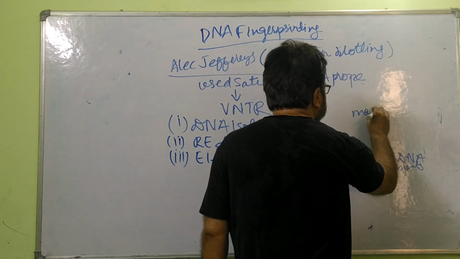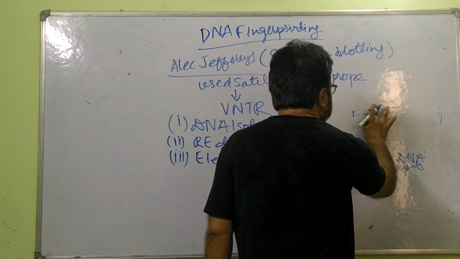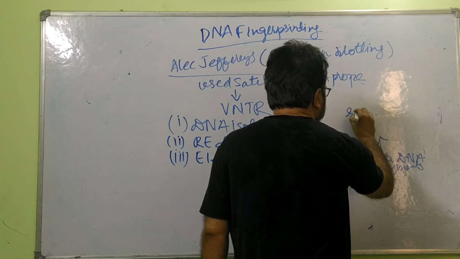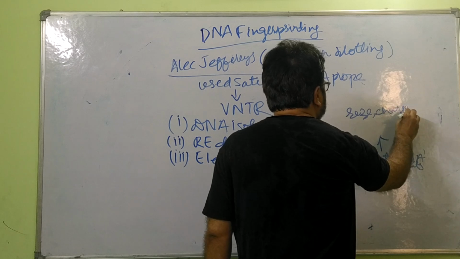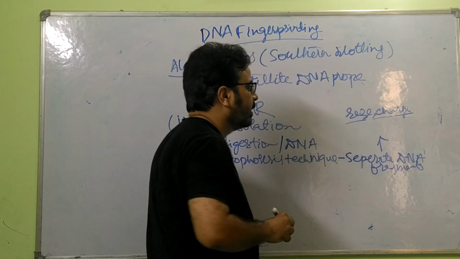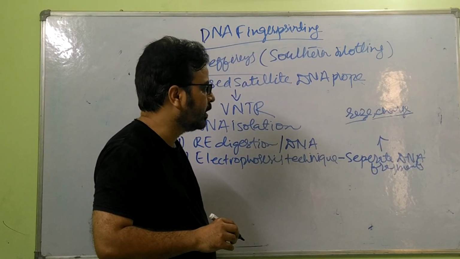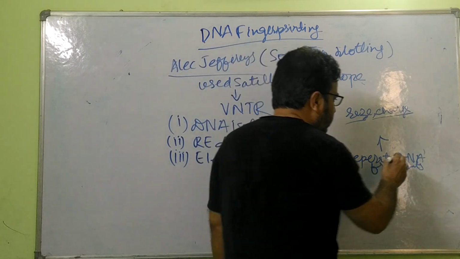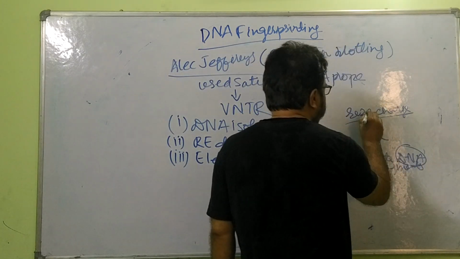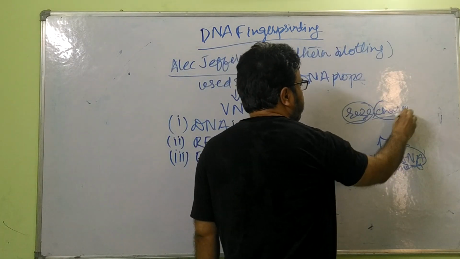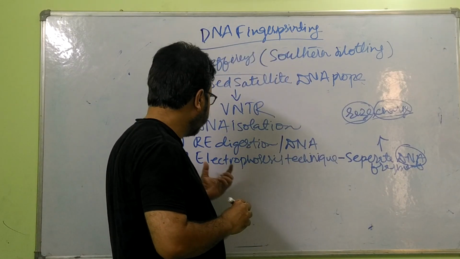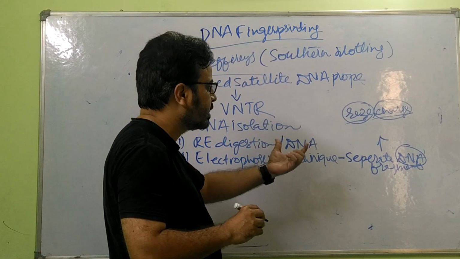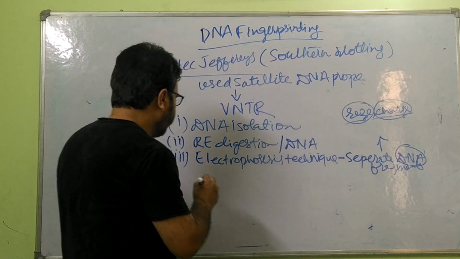Mass, that is size, and charge. The charge is due to the basic nature of the DNA molecule, and its size. So in electrophoresis, we separate those different fragments.